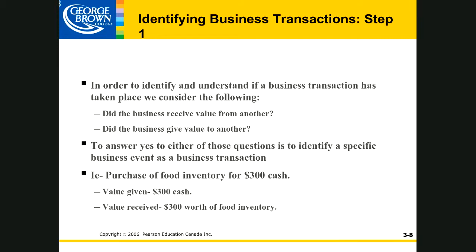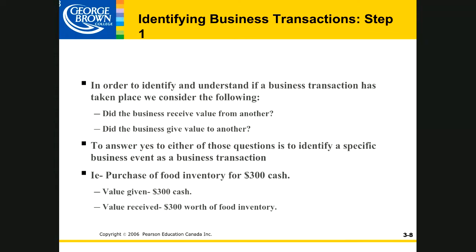Sometimes we can look at a transaction or the description of a transaction and easily identify what two accounts are being affected, but sometimes it's not always the case. So if you're looking at a particular business transaction and you break it up into value given and value received, a lot of times you'll be able to hash out or identify which accounts are being affected.